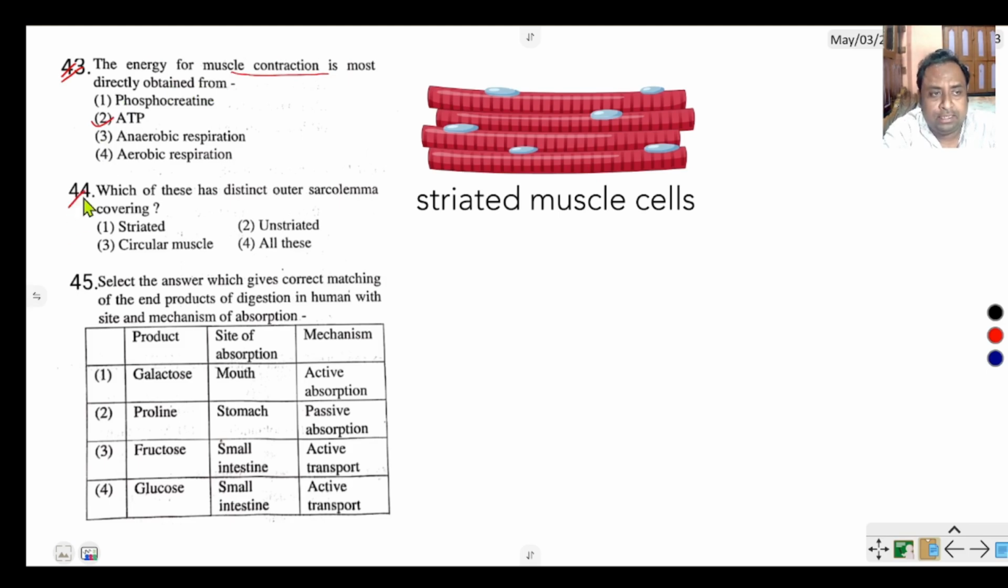Question number 44 says: which of these has distinct outer sarcolemma? Sarcolemma means the plasma membrane of muscle fibers. Sarcolemma covering striated, unstriated, circular muscle, all these. Which of these has distinct outer sarcolemma covering? That is striated muscle. This is called striation. That is striated muscle, or skeletal muscle, or voluntary muscle.